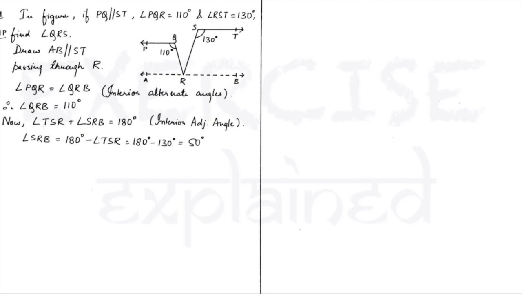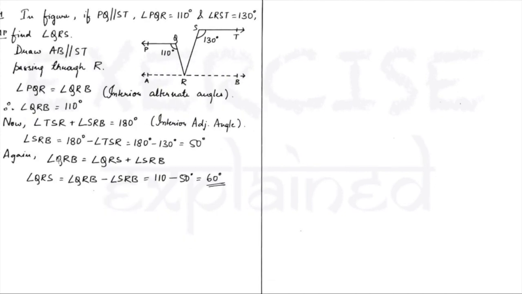So you can see here angle TSR plus SRB. So TSR plus SRB is equal to 180 degrees. Since they are interior adjacent angles, these two constitute the interior adjacent angles. So SRB is equal to 180 minus TSR. So TSR we know it as 130. So we get it as 180 minus 130, that is equal to 50 degrees.